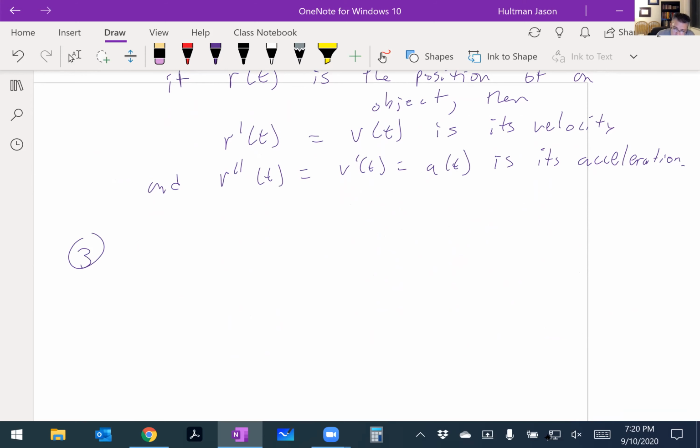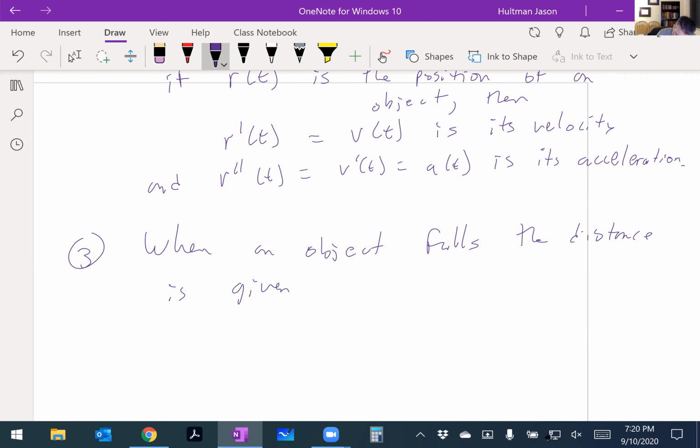When an object falls, the distance it falls is given by h of t, or the height, equals 4.9 t squared, in meters.